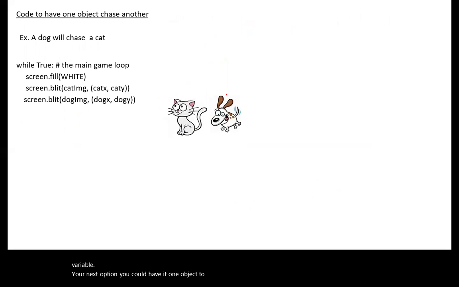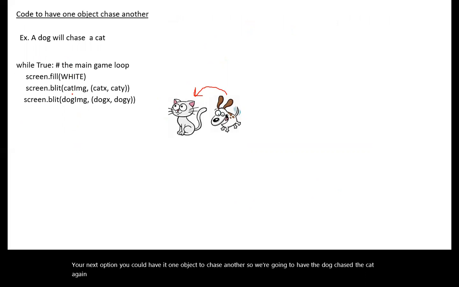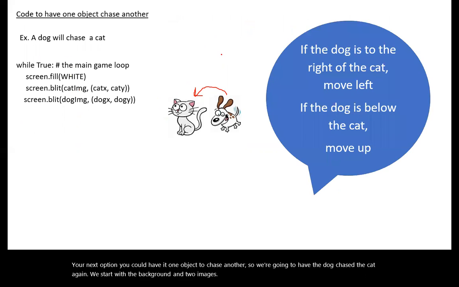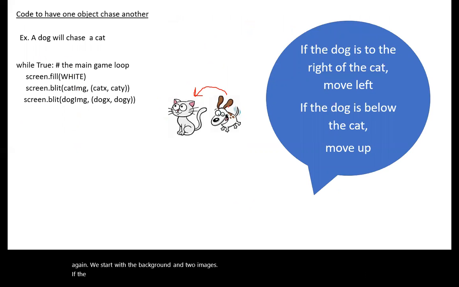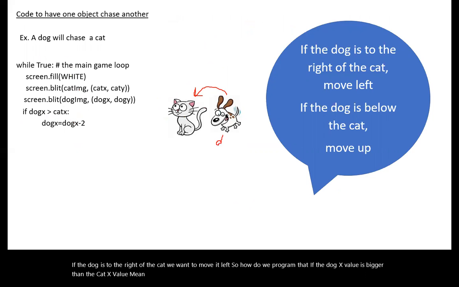So we're going to have the dog chase the cat. Again, we start with a background and 2 images. If the dog is to the right of the cat, we want to move it left. So how do we program that? If the dog X value is bigger than the cat X value, meaning the dog X is over here, then what you want to do is you want to make the dog X value smaller, because then it will be closer to the cat.